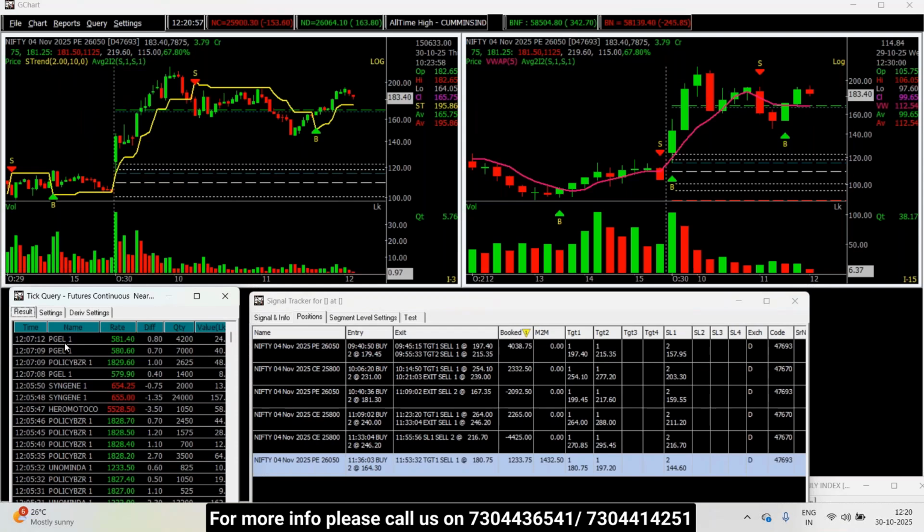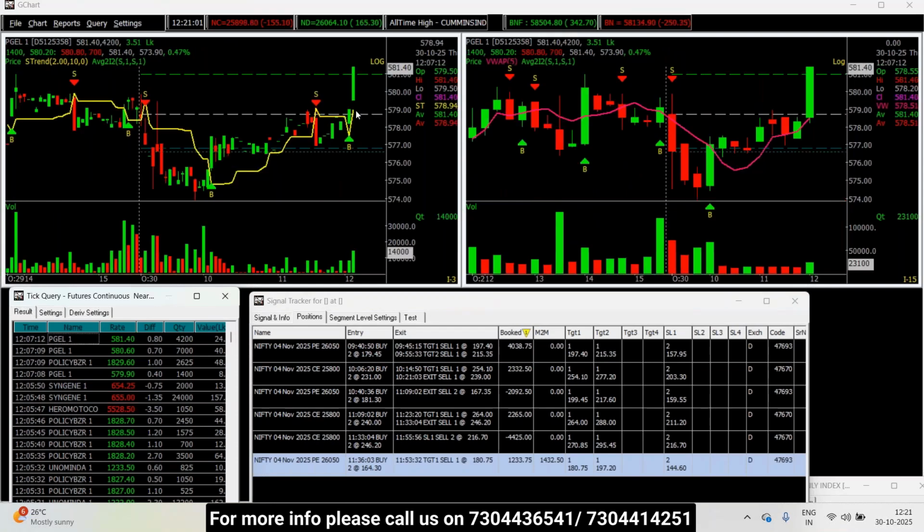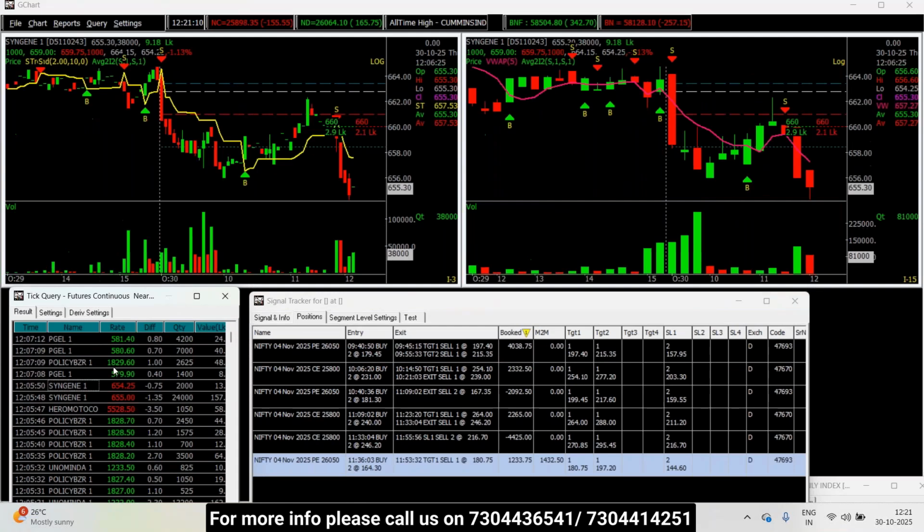So for example, here we got PGL1 at 581 rupees. As I open this, just now it got a buy signal. Another one I open, sizing. So here I got a sell signal. In this way we can get alerts in the tick query.